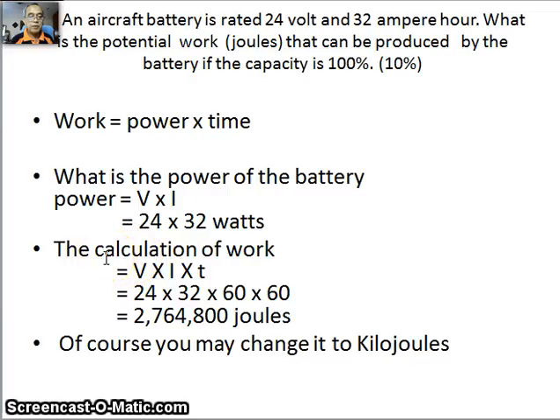To calculate the work done, you have to multiply by the time. So the formula is V times I times time, equal to 24 times 32 times 60. This is because the time was in hours. Look at this, the unit was ampere hour, so the hour you have to convert to seconds. So 1 hour times 60 seconds times 60 minutes. And you have about 2.764 million joules. And of course, you can convert this into kilojoules.